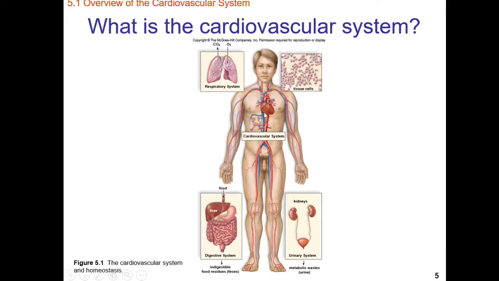So we can see the cardiovascular system here with the heart and the blood vessels traveling out all throughout the body. One of its main partners is the respiratory system. That's where we bring in oxygen and allow CO2 to leave the body. It interacts with all the tissues, bringing that oxygen and CO2. It's also going to interact with the digestive system to get the nutrients that the body needs and to carry those around. And then also the urinary system, the kidneys, to make sure that wastes are able to leave the body.